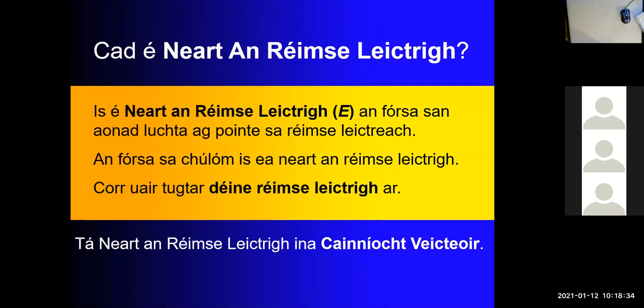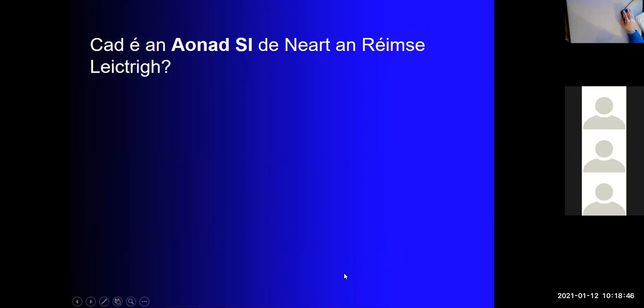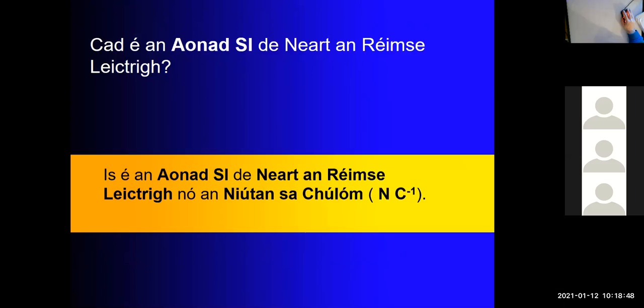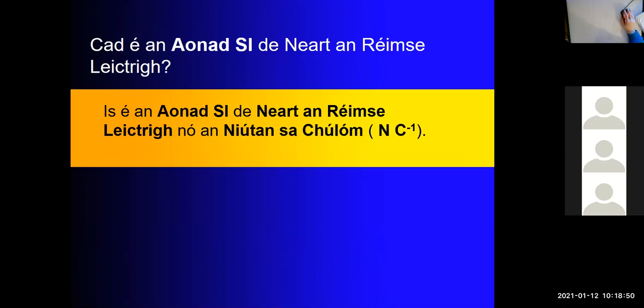Electric field strength is a vector quantity, so we draw it with a direction. The unit of electric field strength is newton per coulomb, because it is force per charge.